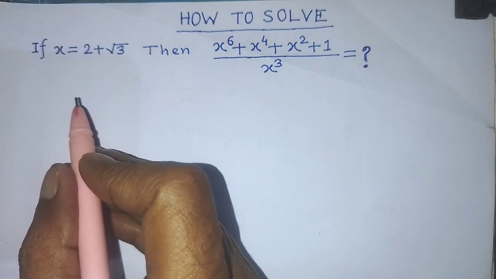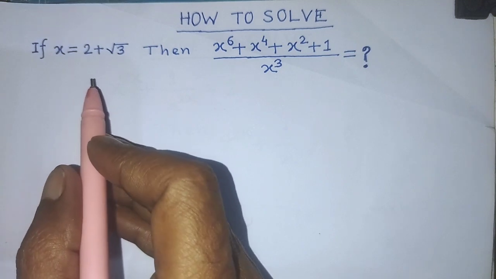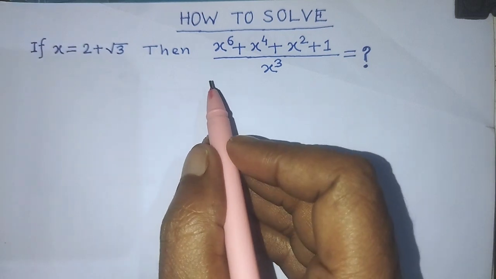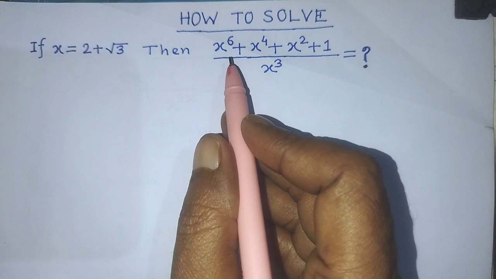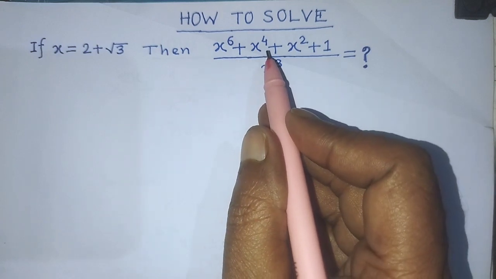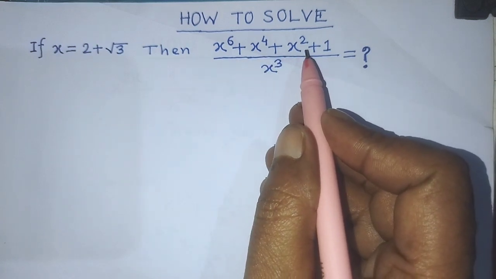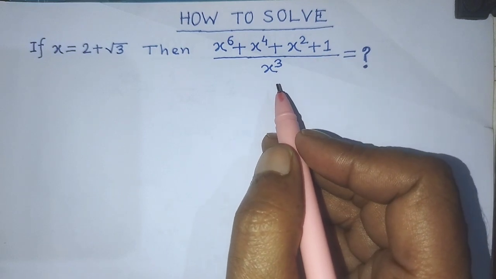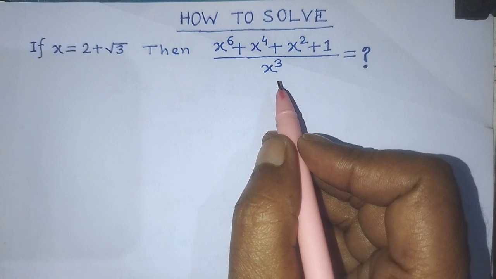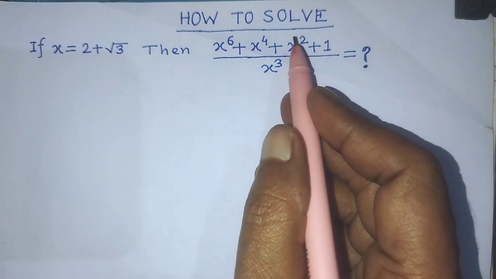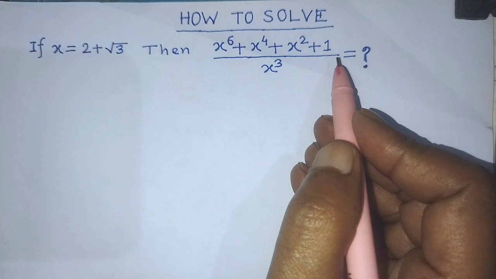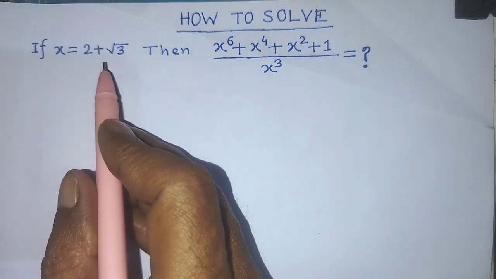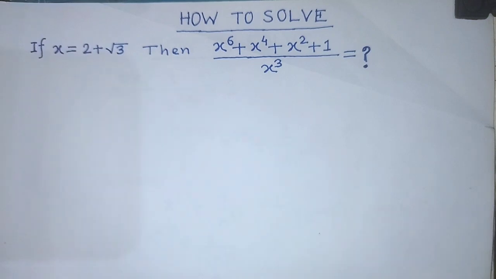So students, today our question is: if x is equal to 2 plus square root of 3, then find the value of x to the power 6 plus x to the power 4 plus x to the power 2 plus 1 over x to the power 3. Today in this video I will tell you how to find the value of this algebraic expression from the given equation x is equal to 2 plus square root of 3.